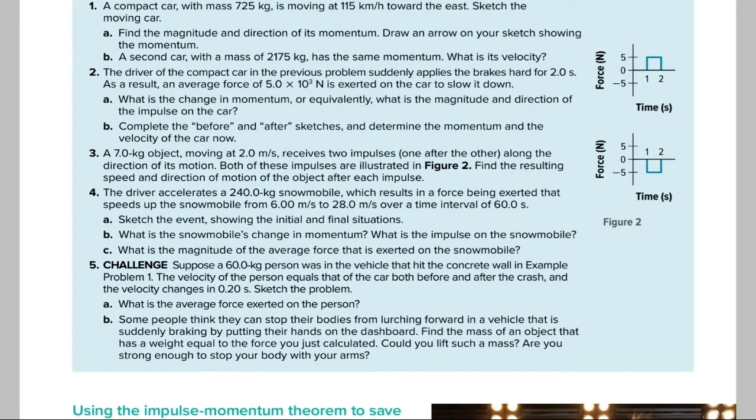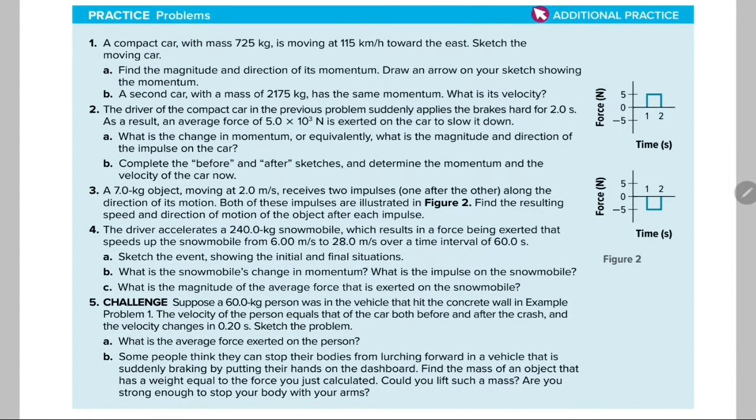In this video, we will complete our practice problems on page 217. We reached question number 3. A 7 kilogram object moving at 2 meters per second receives two impulses one after the other along the direction of its motion. Both of these impulses are illustrated in figure 2. Find the resulting speed and direction of motion of the object after each impulse.